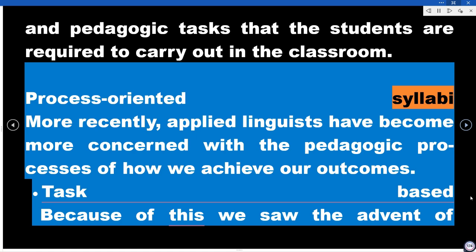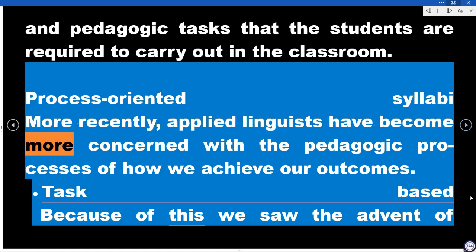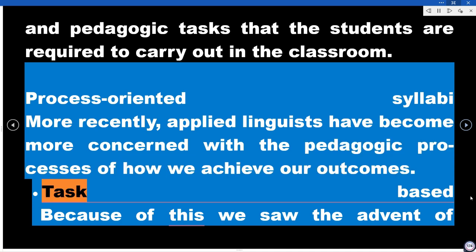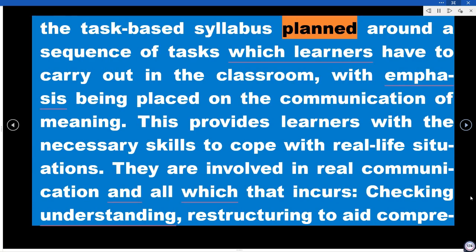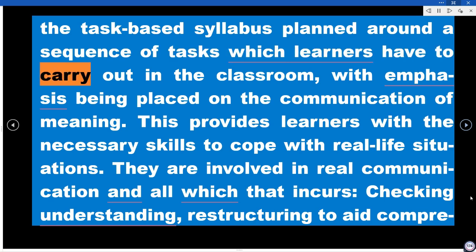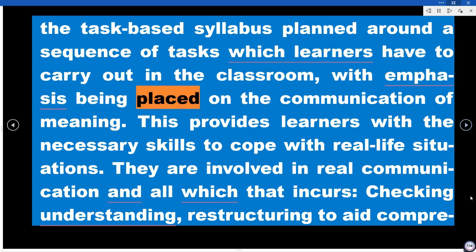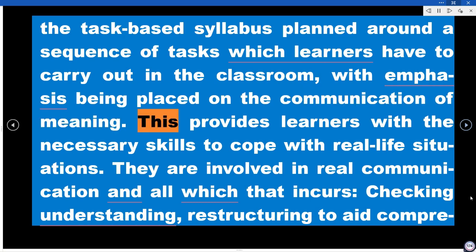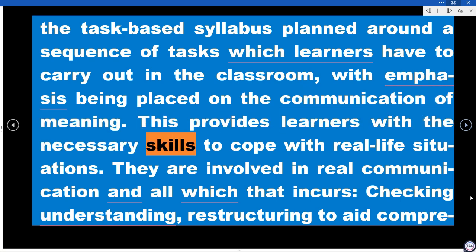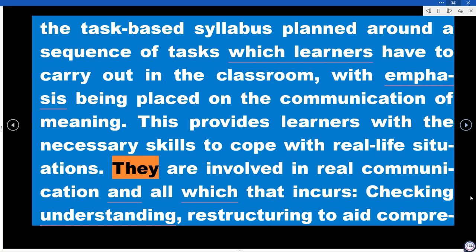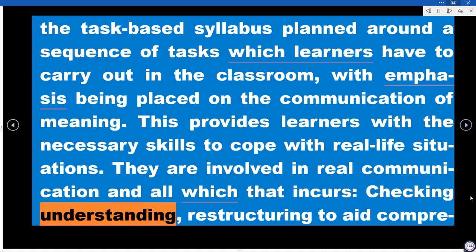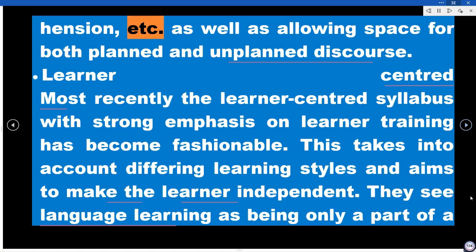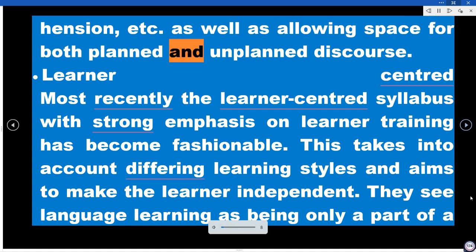Process-oriented syllabi. More recently, applied linguists have become more concerned with the pedagogic processes of how we achieve our outcomes. Task-based. Because of this, we saw the advent of the task-based syllabus planned around a sequence of tasks which learners have to carry out in the classroom, with emphasis being placed on the communication of meaning. This provides learners with the necessary skills to cope with real-life situations. They are involved in real communication and all which that incurs, checking understanding, restructuring to aid comprehension, etc., as well as allowing space for both planned and unplanned discourse.